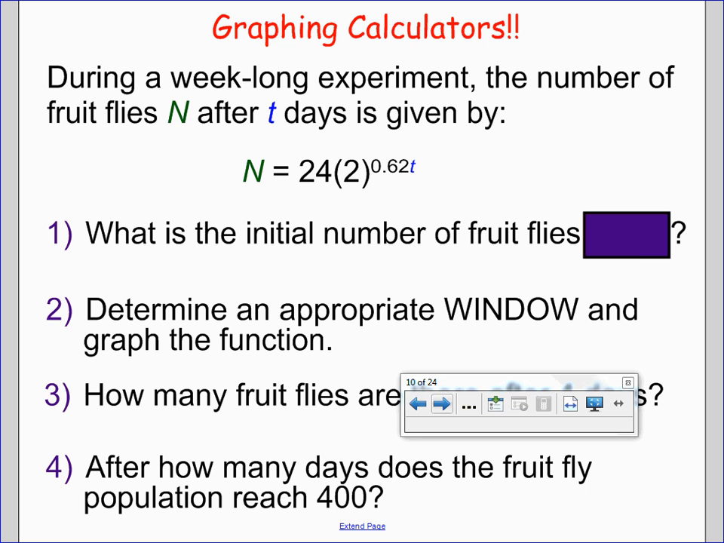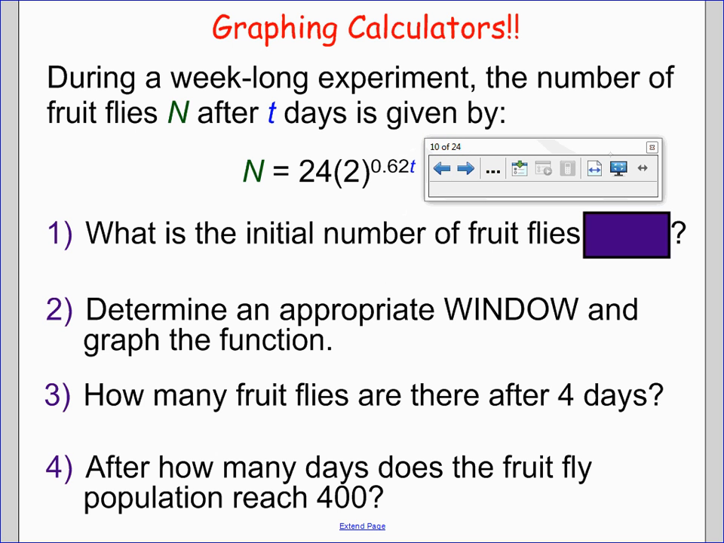Determine an appropriate window and make a graph, so we'll use a grapher for that. How many fruit flies are there after a given number of days? And then how long does it take for the fruit fly population to reach a particular number?